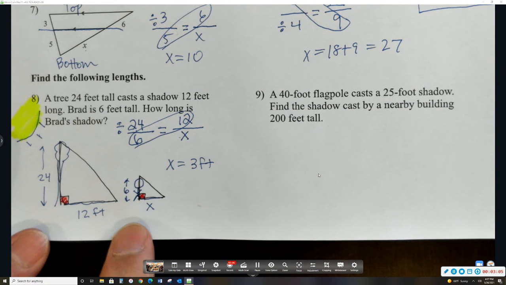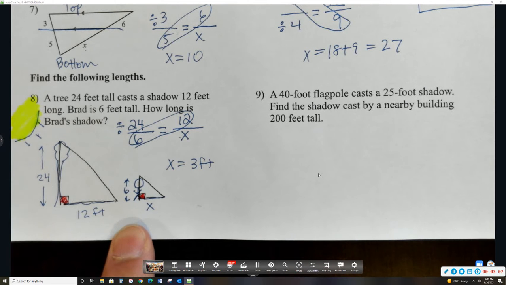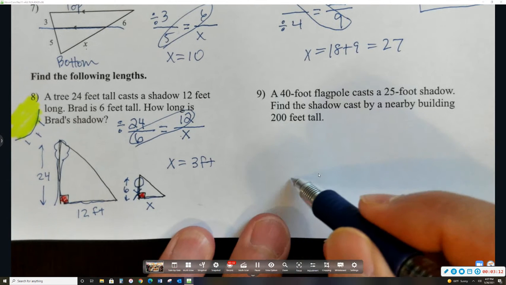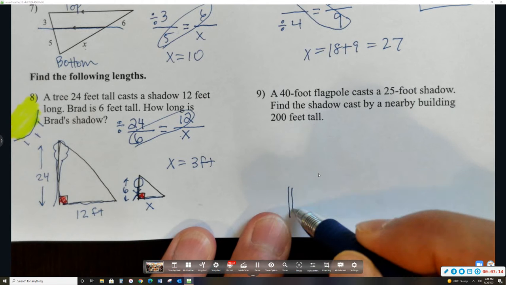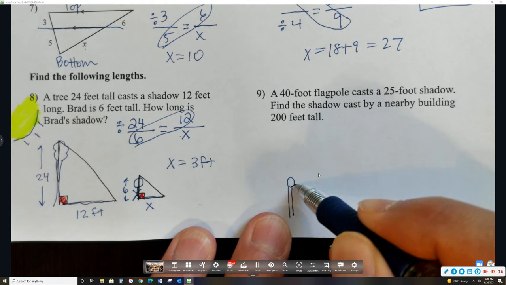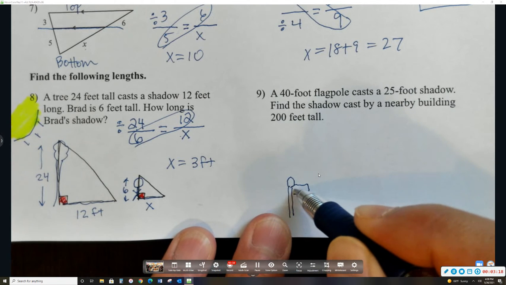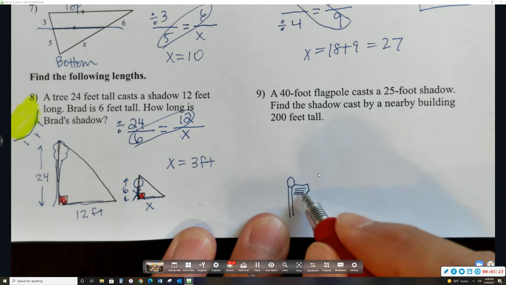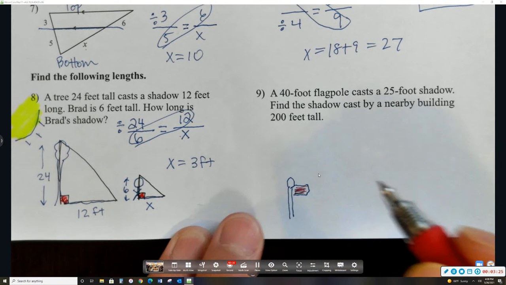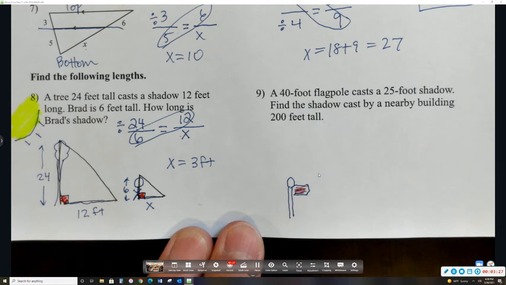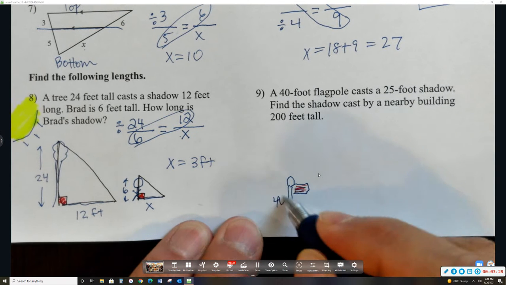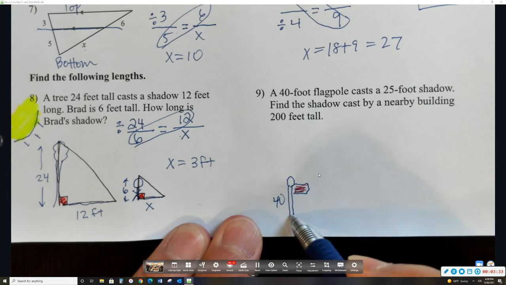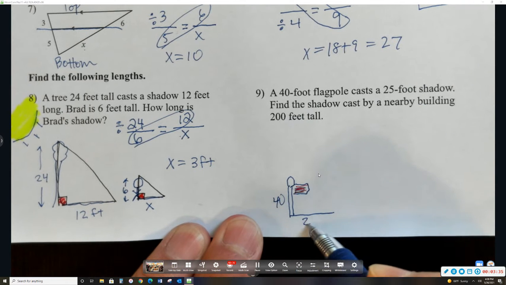And that's number 8. And then number 9 looks like this. A 40-foot flagpole. So imagine, here's the good old, I don't even know how to draw a flag, the red, white, and blue. And it's 40 feet high. And then it says it casts a 25-foot shadow. So the shadow is 25 feet.